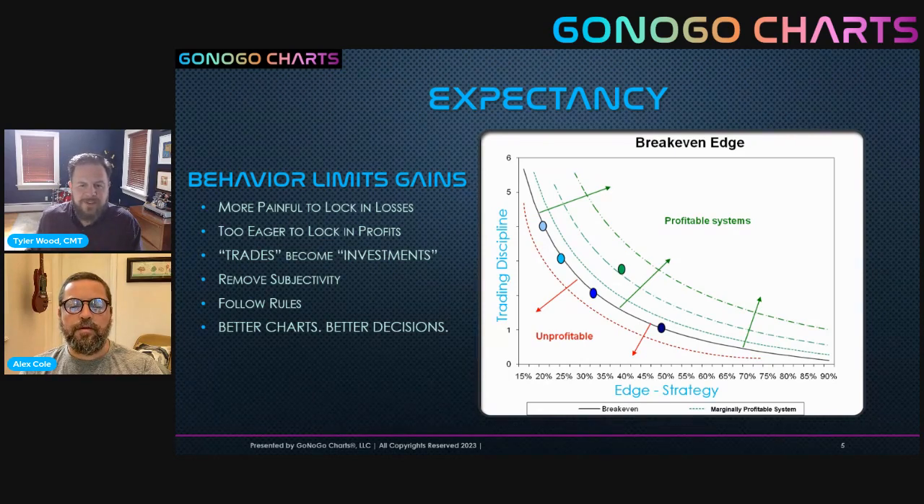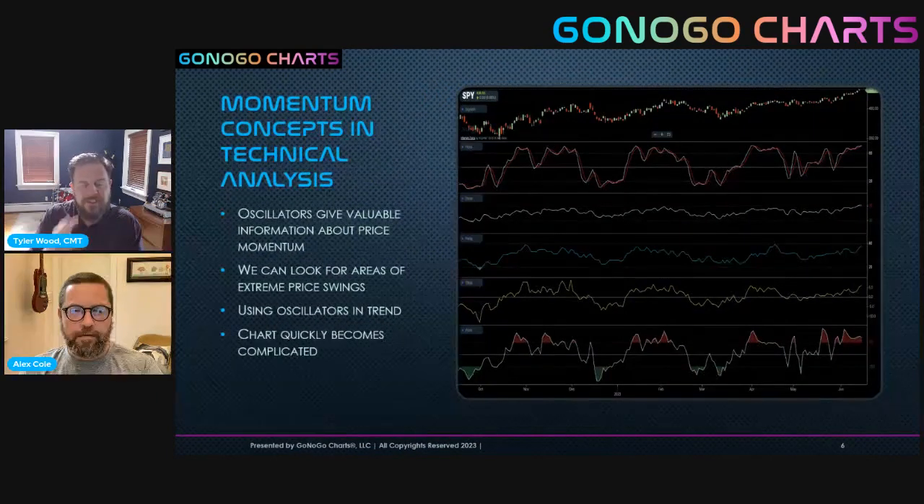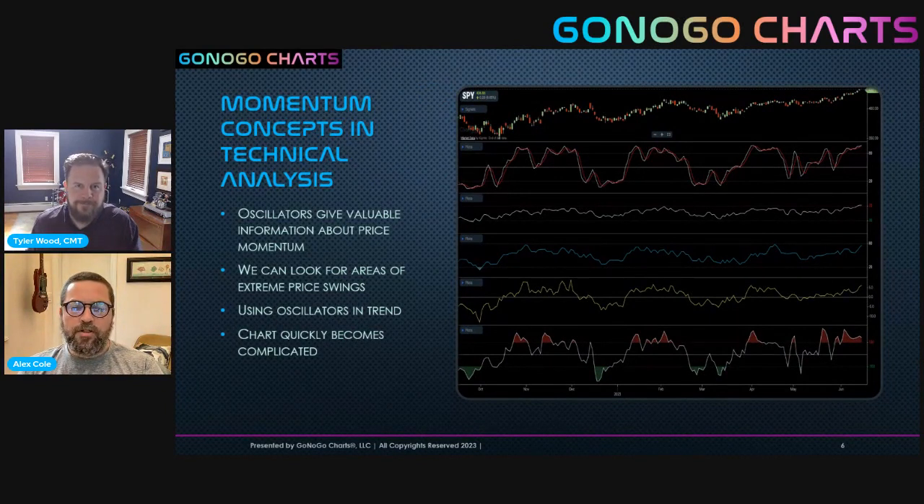So let's dive into, first and foremost, the momentum concepts that we covered in video 3, just a quick refresher of what we're talking about in that GoNoGo Oscillator. So we're going to use a lot of these concepts, Tyler. We're going to use a lot of the momentum ideas to understand when a trend may be continuing or when it might be taking a pause, right?